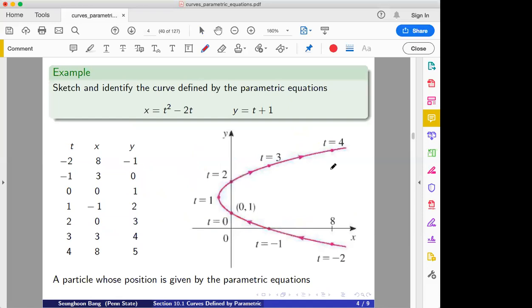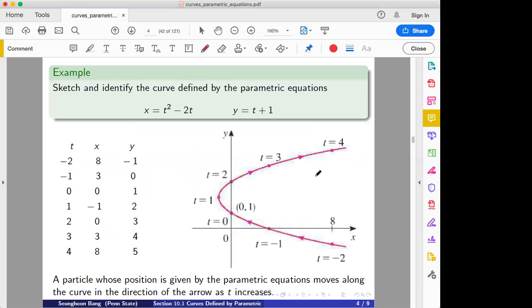So what happens? A particle whose position is given by the parametric equations moves along the curve in the direction of the arrow as t increases, right? This whole idea.